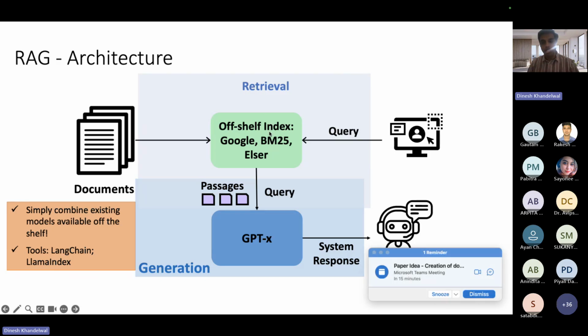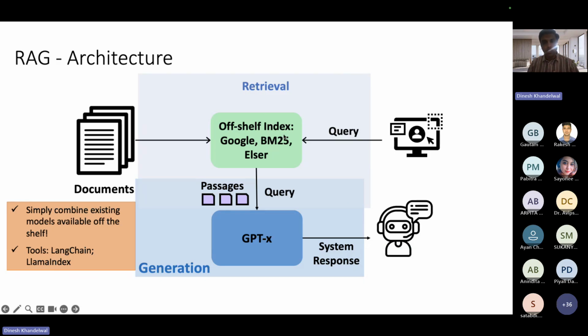For retrieval, you can use an off-the-shelf retriever like BM25 or ELSER. A lot of models are available for retrieval, and similarly, you can use your favorite available model as the generator. You can use tools like LangChain and others to create this RAG-based architecture. These are very simple; you can write 100 lines and create a RAG-based pipeline for, let's say, question answering over the policies of your institute.